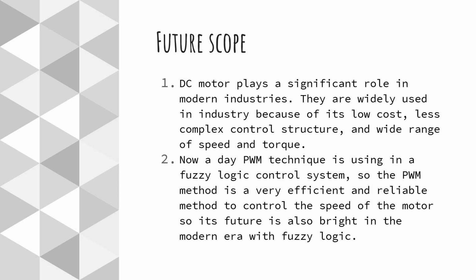Future scope. DC motors play a significant role in modern industries. They are widely used in industry because of their low cost, less complex control structure, and wide range of speed and torque. Nowadays, PWM technique is used in fuzzy logic control systems. So the PWM method is a very efficient and reliable method to control the speed of the motor, so its future is also bright in the modern era with fuzzy logic.